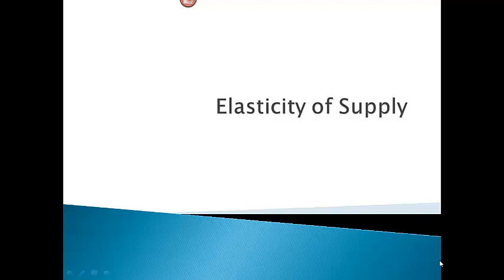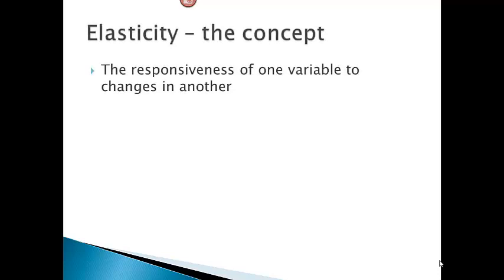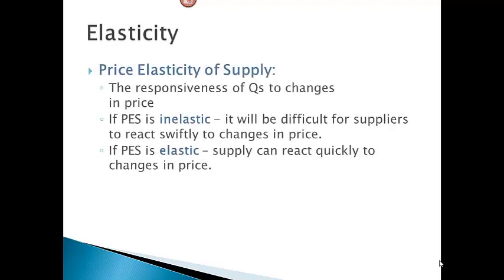Supply elasticity is just like other forms of elasticity. It measures the responsiveness of one variable to changes in another. So in this case, what we're looking at is how supply, or the quantity supplied, changes when the price changes. Now, if supply is inelastic, it's going to be very difficult for suppliers to react swiftly to changes in price. And if it's elastic, it means that if the price goes up, then the quantity supplied goes up quite rapidly as well.